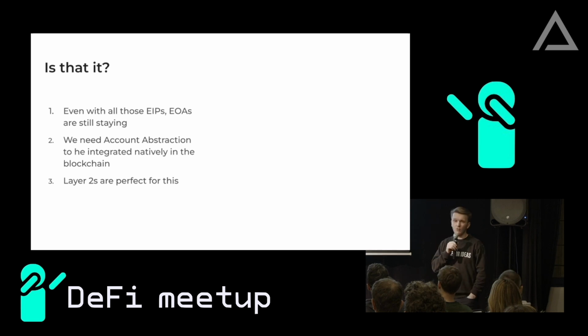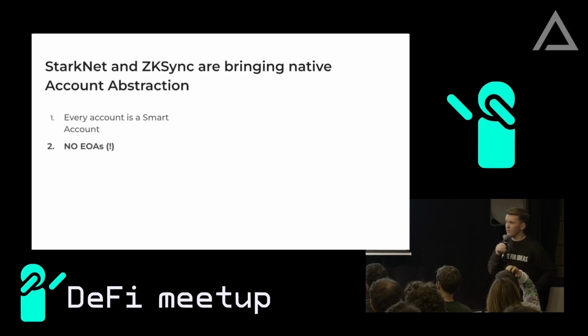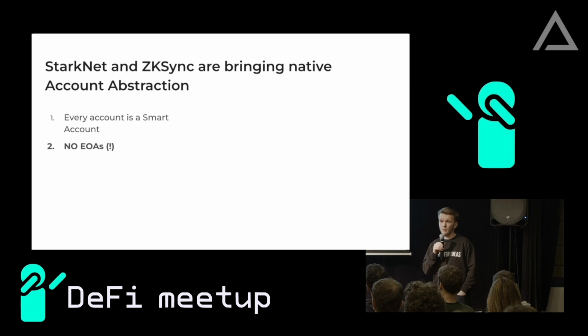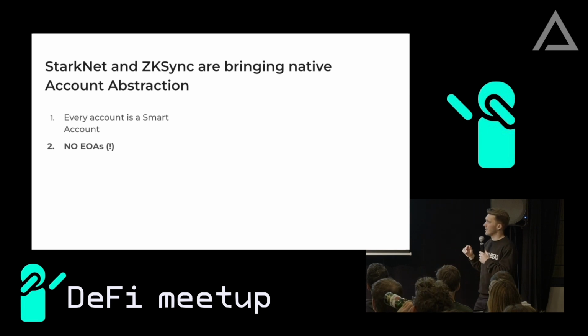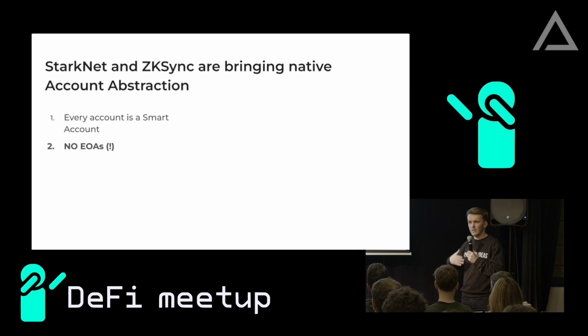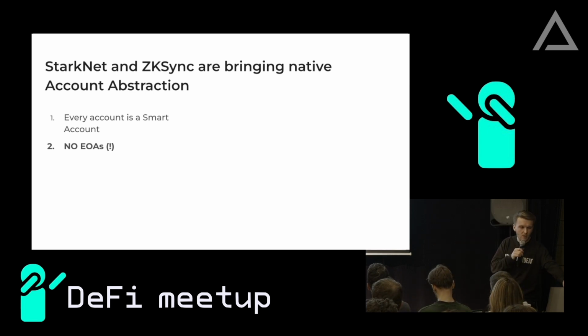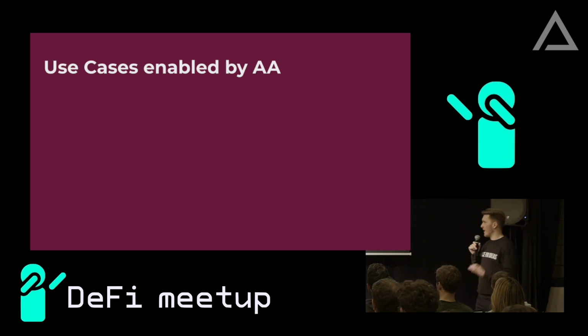But the good thing is that layer 2s are a great place to start experimenting with these kinds of things, because they are new, there is less at stake, and they can build new things faster. There are two leading layer 2s, Starknet and zkSync in particular, which have account abstraction natively. On those layer 2s, every account is a smart contract, so there are no EOAs anymore. This has some implications for the top-level developers, but it will enable a much better user experience for the users.